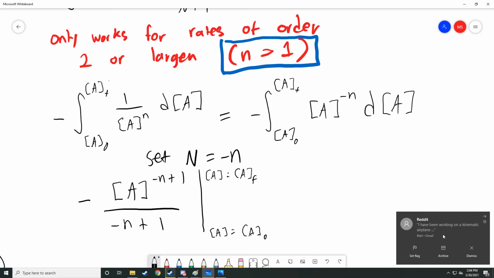Okay, Reddit says I have been working on a kinematic airplane. Cool. All right.